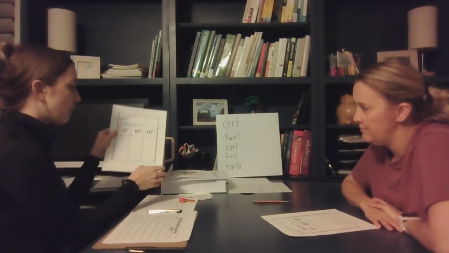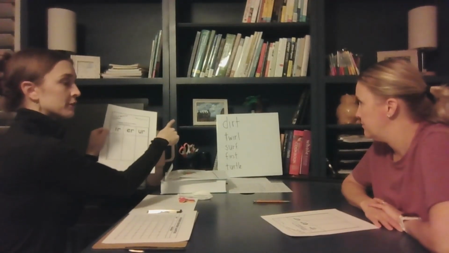Perfect. So now we're going to practice sorting these words that we just did into groups. Here is your worksheet. So all of these sounds up here have the sound with the bossy R. I want you to take a look at your paper. Do you see how we have 3 different columns? We have IR, ER, and UR at the top.